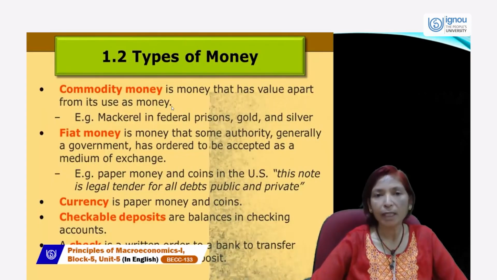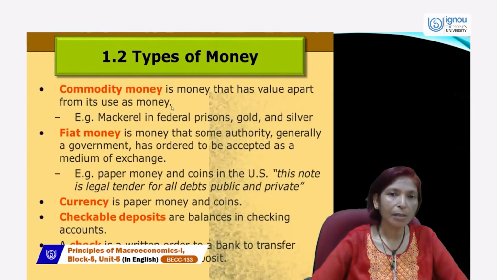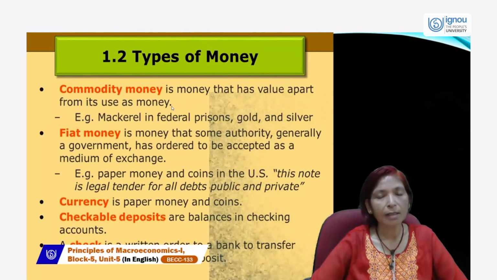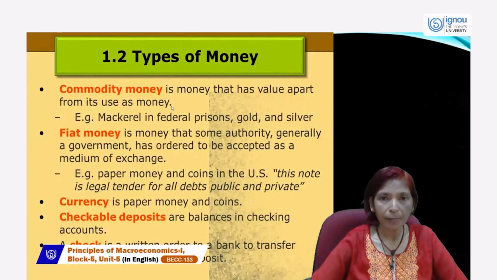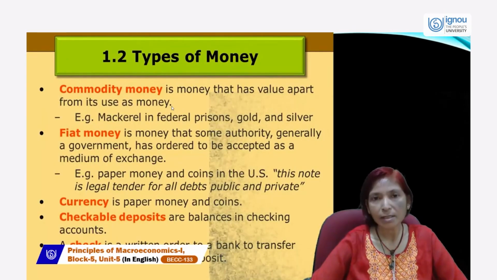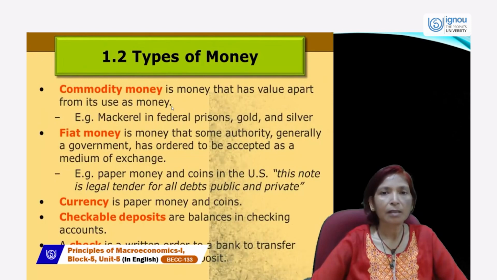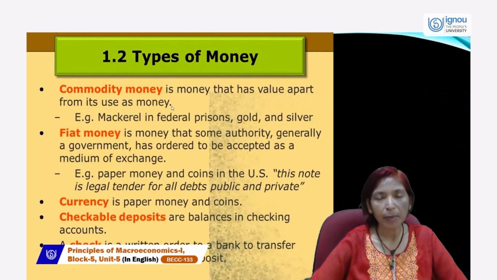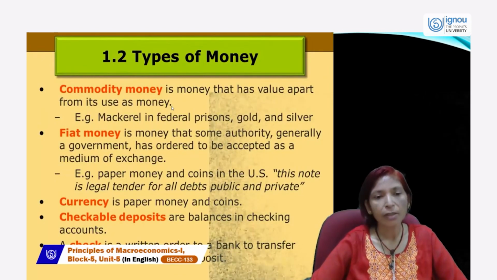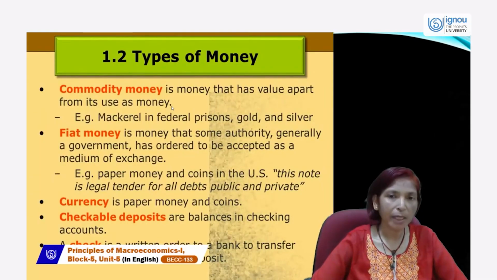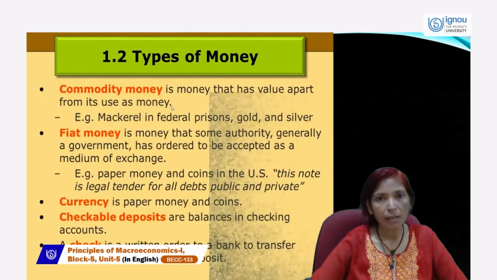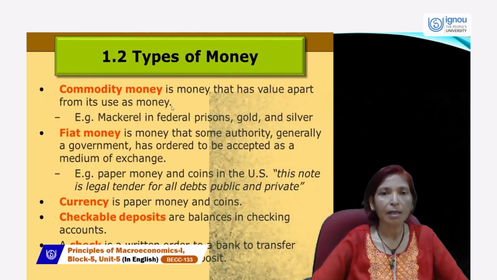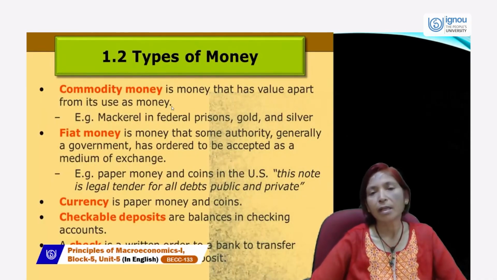Before the origin of money, there was commodity money or a barter system existing in our country. After that, when money originated, metallic currency was used for transactions. After that, coins, currency, paper currency, and notes were used for transactions. At present, plastic money and digital money are also used for transactions.